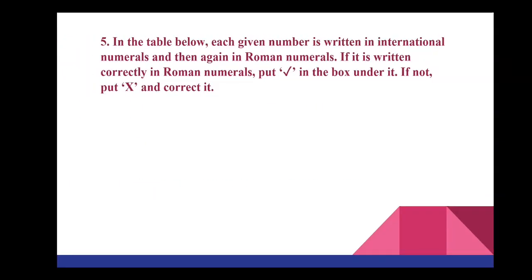The last question, question number 5. In the table below, each given number is an international numeral and then again in Roman numeral. If it is written correctly in Roman numeral, put a tick in the box under it. If not, put a wrong mark and correct it. That means the numbers given here are in international and Roman numerals. So we need to put a tick mark if the answer is right. If the answer is incorrect, we need to correct it and write.